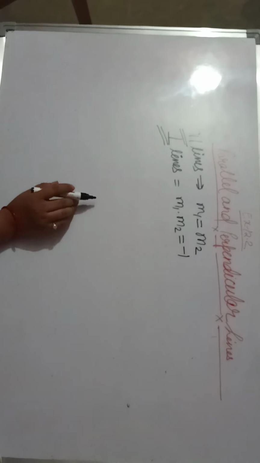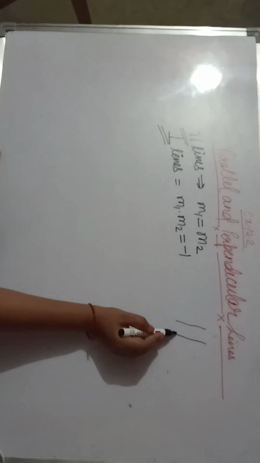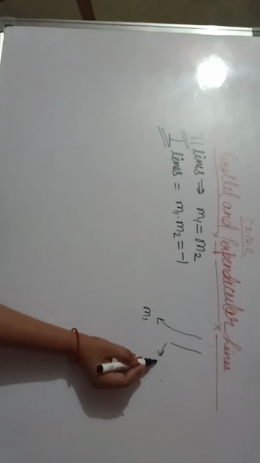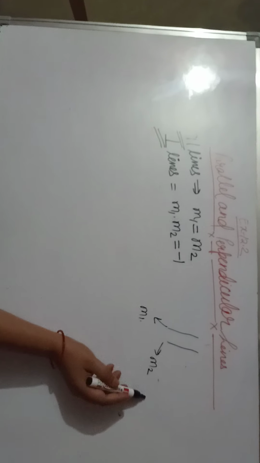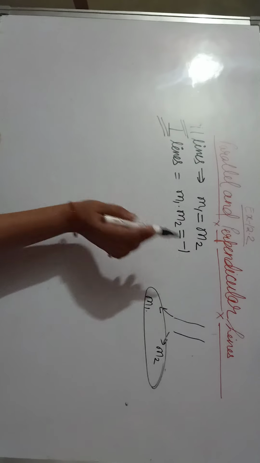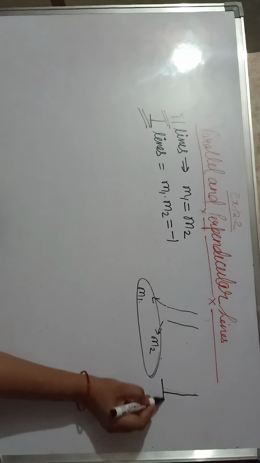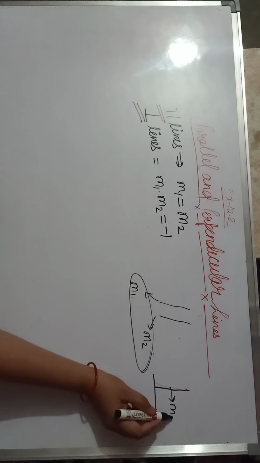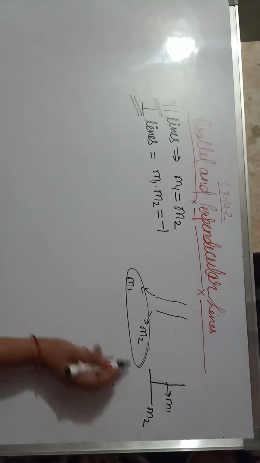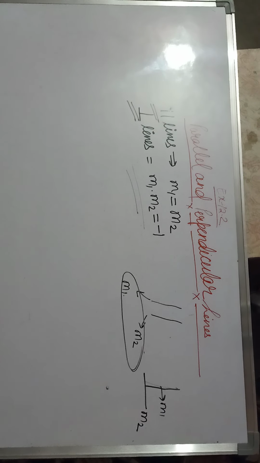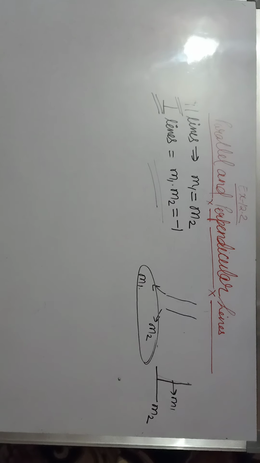When the two lines are parallel, the slope of the first is m1 and the slope of the second is m2, and then they are equal. When these two lines are perpendicular to each other, with slopes m1 and m2, we apply the formula m1 into m2 is equal to -1.